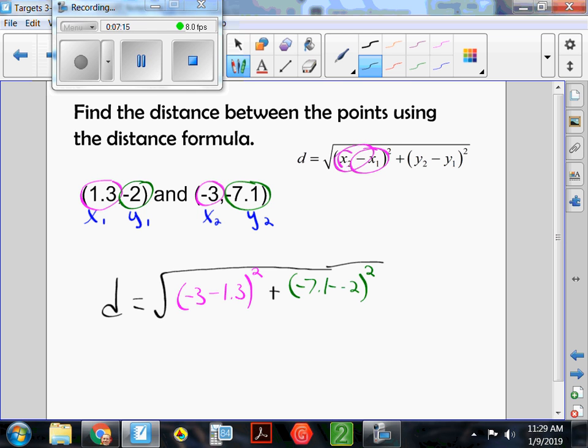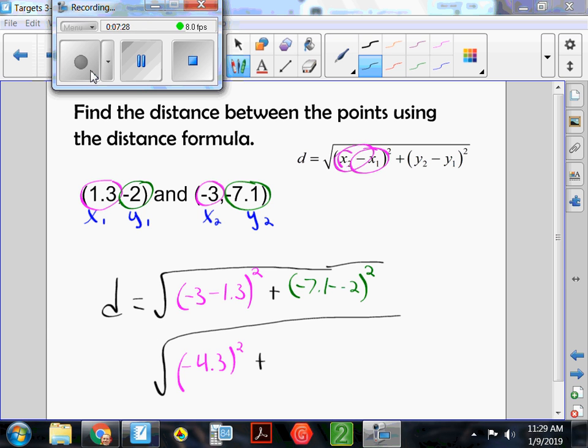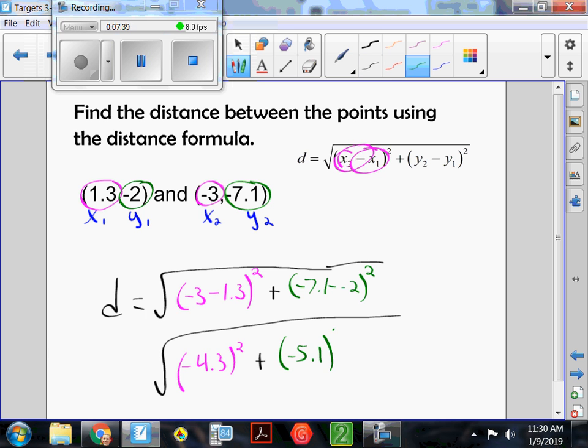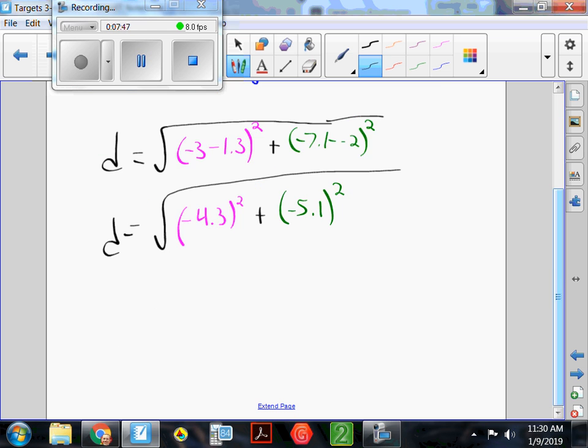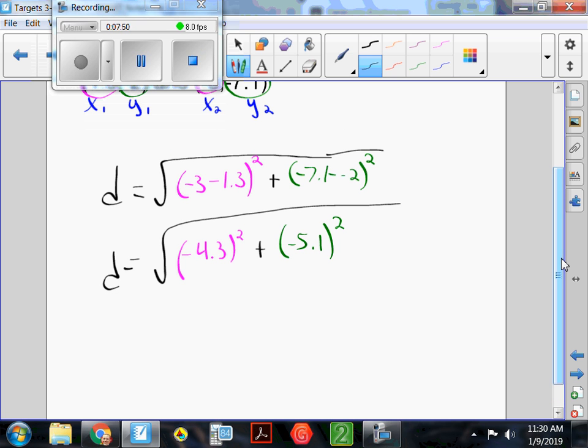Now we're going to work that out. So negative 3 minus 1.3 is negative 4.3 squared. Negative 7.1 minus a negative 2 is negative 5.1 squared. I put the negatives inside parentheses so that when I type them in my calculator, I do get a positive number. A number squared is always going to be positive unless it's 0.